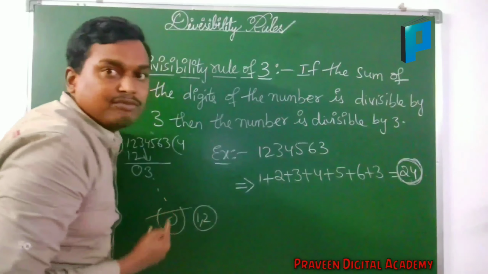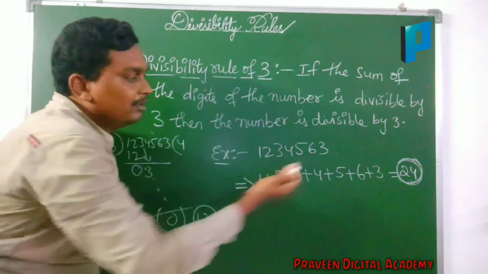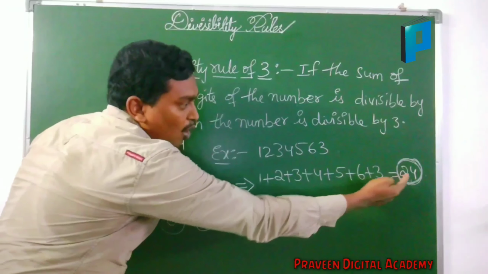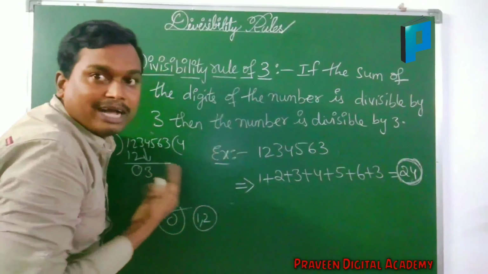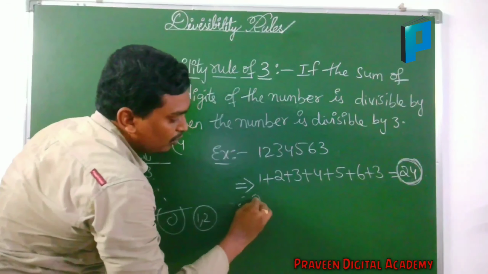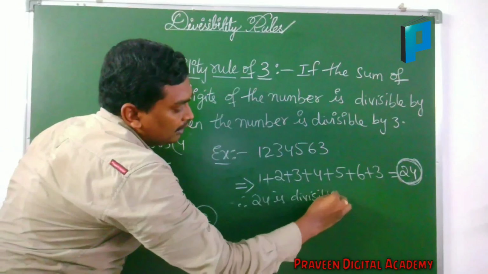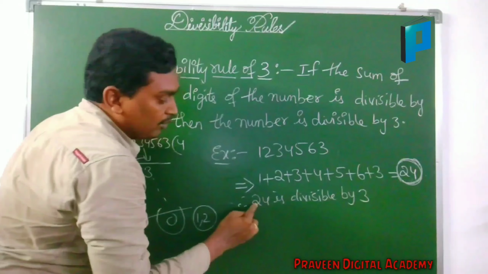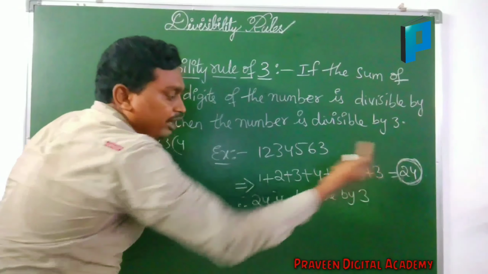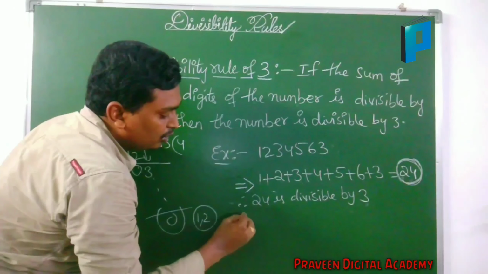We know already, 3 8s are 24, means the remainder is 0. 24 is exactly divisible by 3. If the sum of all the digits is divisible by 3, here the sum of all the digits is 24, and 24 is divisible by 3. So we can say that the total number is also divisible by 3.